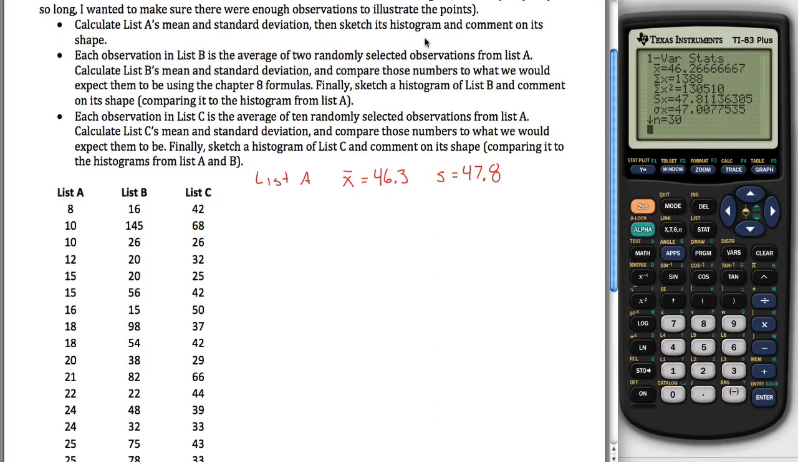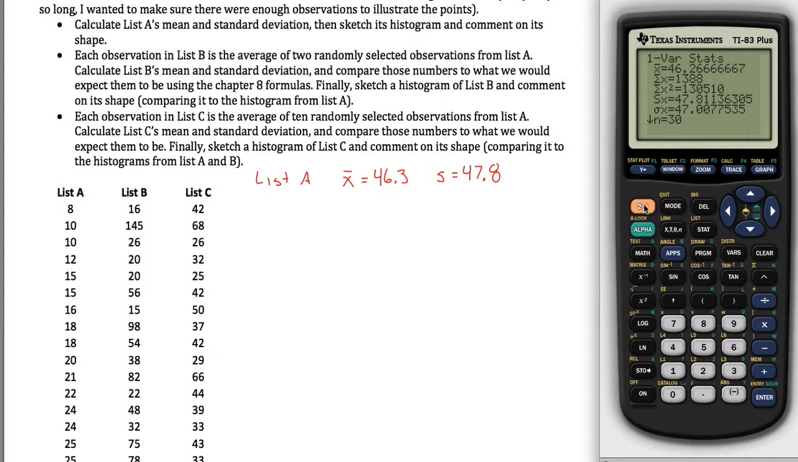Then sketch its histogram and comment on its shape. To make the histogram, what you do is you go under stat plots, and turn it on first of all. And it looks like the histogram is this third type here. This is the one that looks like a histogram. Tell it what list your data's in. Mine's in L1. And then you have some options. You could do zoom stat. So hit zoom and then the 9th button.